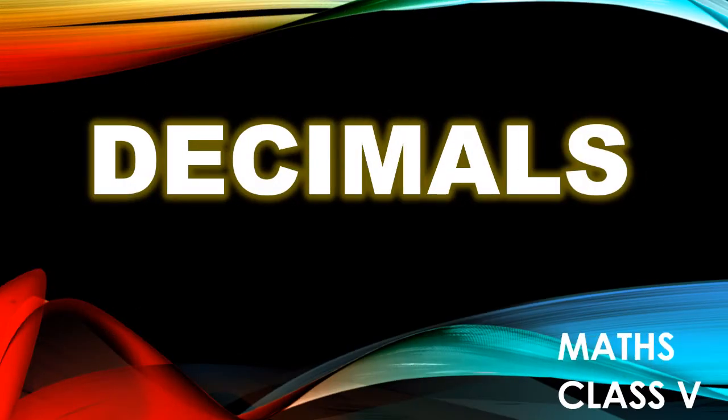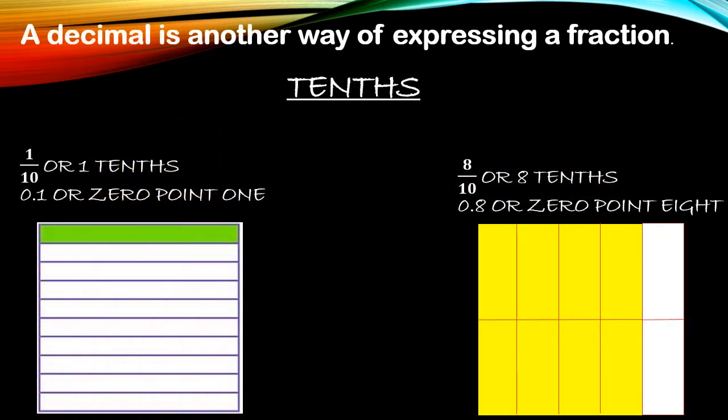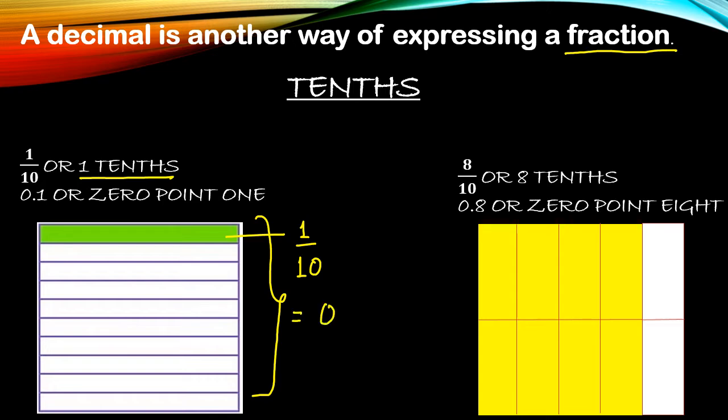Hello children, today we are going to start the next chapter, decimals. A decimal is another way of expressing a fraction. If we divide one whole into 10 equal parts, then each part indicates 1 upon 10 or 1/10. This can be written as 0.1. Here this dot is called a decimal point.